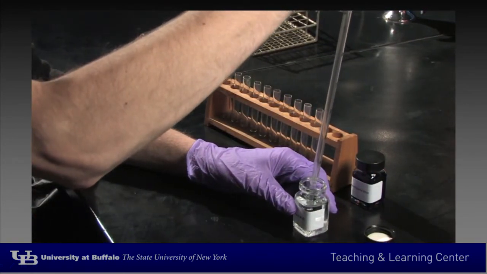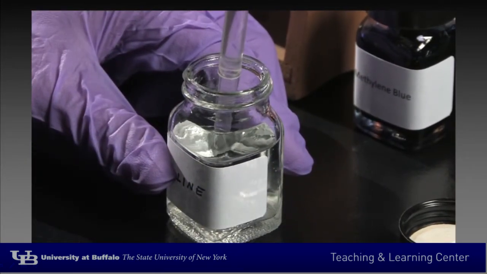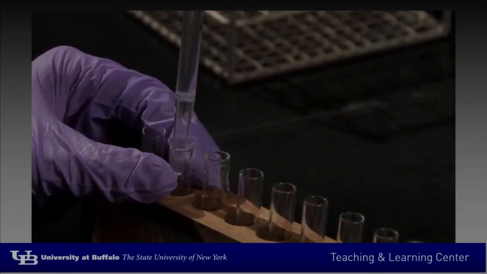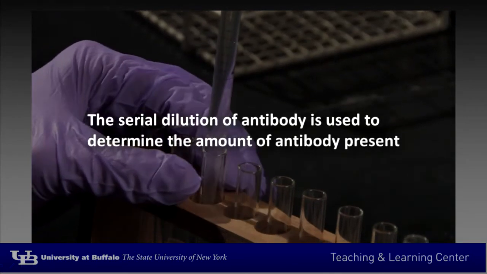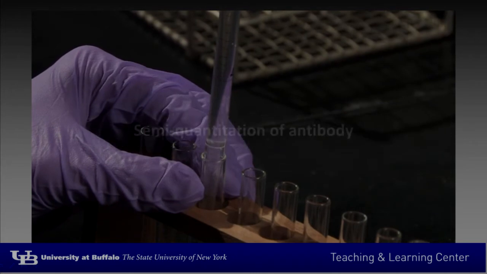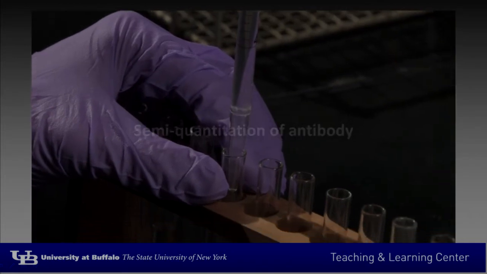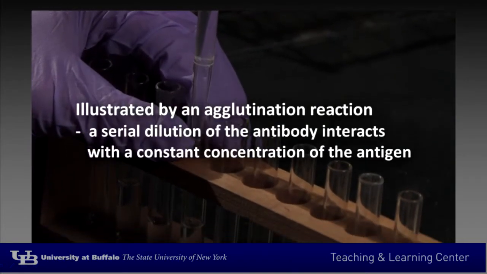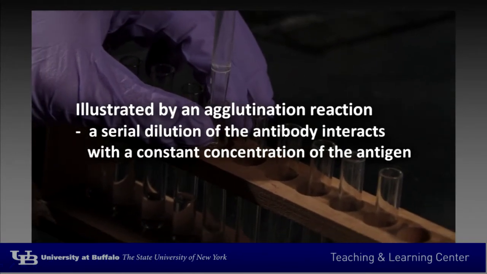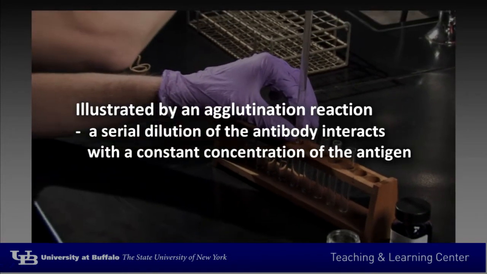Setting up a serial dilution is a much easier method to evaluate a variety of concentrations than calculating and preparing each dilution individually. The serial dilution of antibody is used to determine the amount of antibody present, which may be referred to as the semi-quantitation of antibody. This will be illustrated in the laboratory by an agglutination reaction, where there is a serial dilution of the antibody interacting with a constant concentration of the antigen.